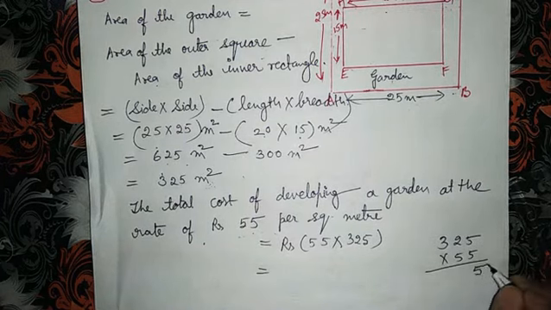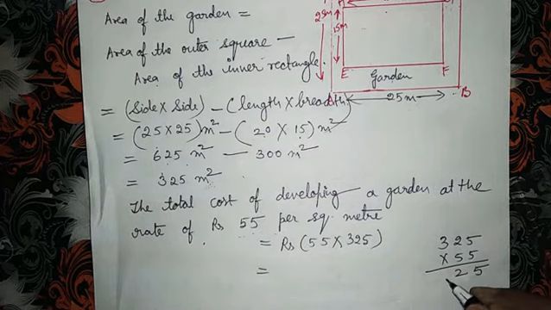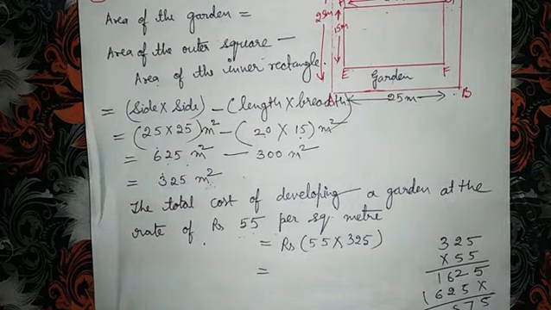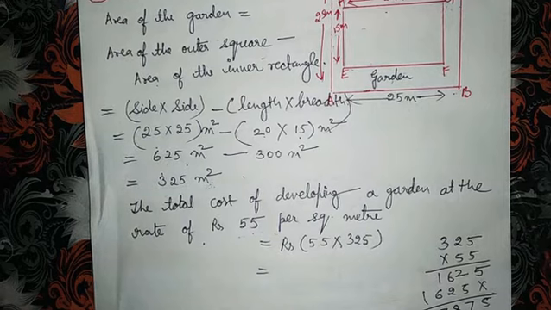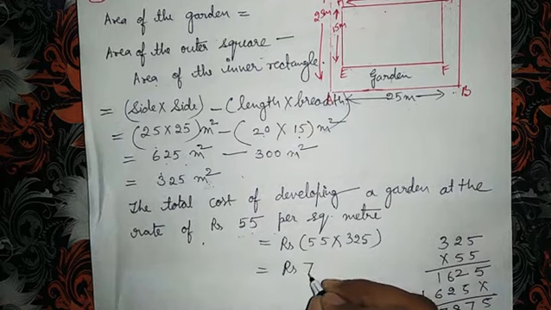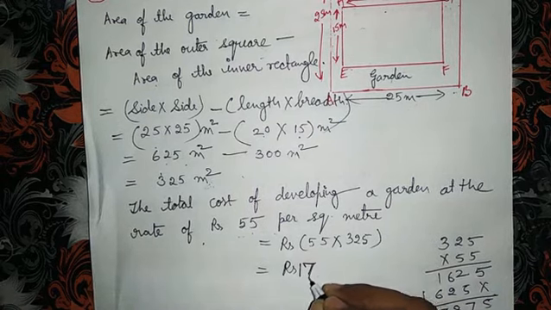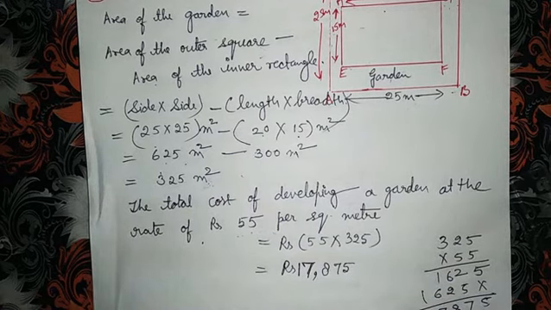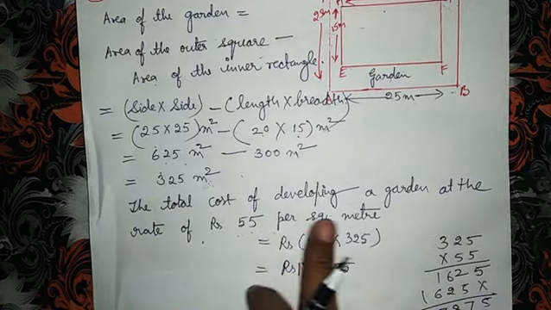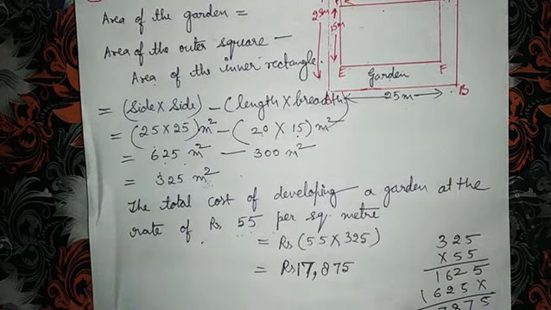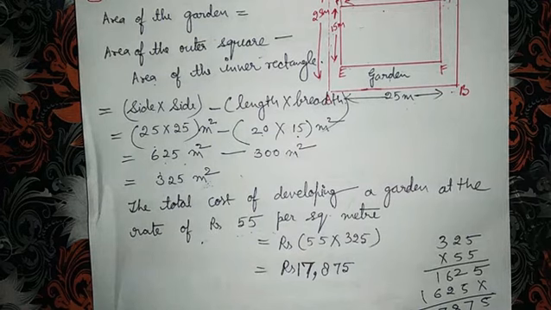Here we are getting 17,875. So rupees 17,875 is the cost, okay, to develop a garden around the house. Okay, so this is our answer.